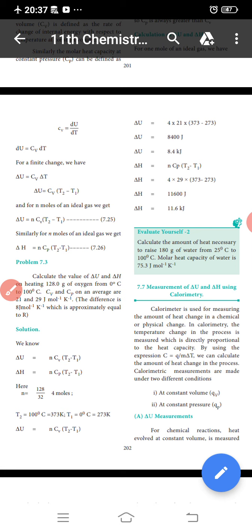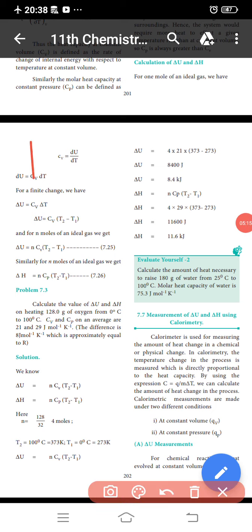Next, the sum: calculate the amount of heat necessary to raise 180 grams of water from 25 degrees Celsius to 100 degrees Celsius. The molar heat capacity of water is 75 joules per mole per Kelvin. Using the enthalpy formula, substituting 180, 180 divided by 18 is equal to 10.